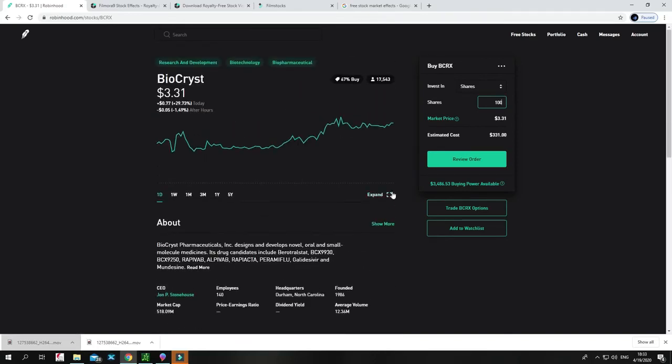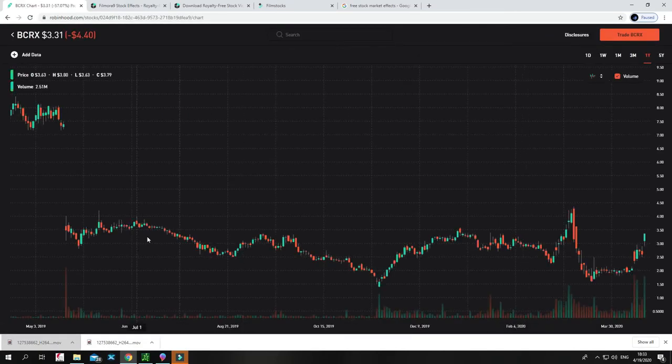So now I'm going to expand this BioCrust here. And then you can look at the chart pattern. You can switch it from line to candle in the upper right. You can click on 1 year, 1 week, day, month. And generally you always want to make sure that you buy low here and sell high here. Or buy low here, sell high here. That's how you make your money. Now we're going to go back.